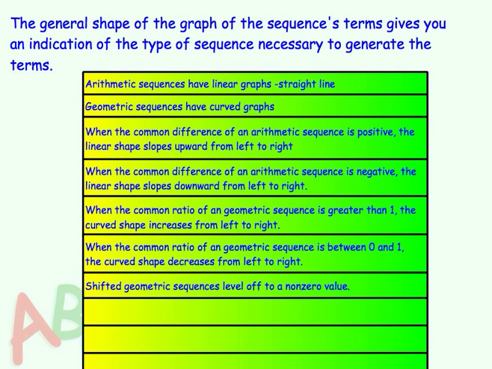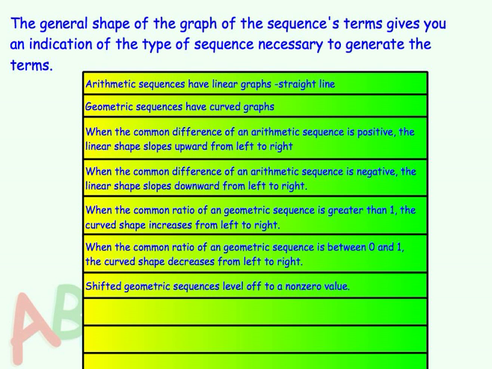In general, of course, there's always exceptions to the rules, but in general, the shape of the graph of the sequence terms gives you an indication of the type of sequence necessary to generate the terms. So for example, arithmetic sequences have a linear graph. That's a straight line. Geometric sequences have a curved graph.